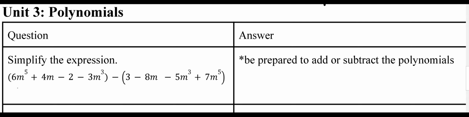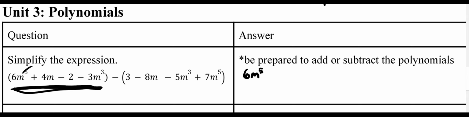I would take my first polynomial here, this one, and I would put it in standard form. So that's the highest degree, which is this one because of the 5. So I'm going to put 6m to the 5th power first. So I'm just kind of keeping track. There's that one. And then the next one would be, because of that 3, that's the next highest, and it's negative 3m to the 3rd power.